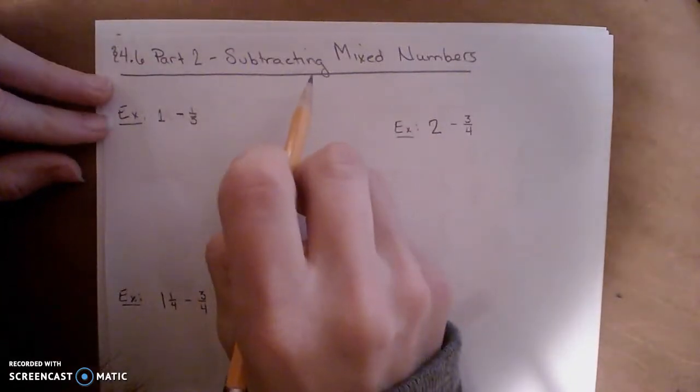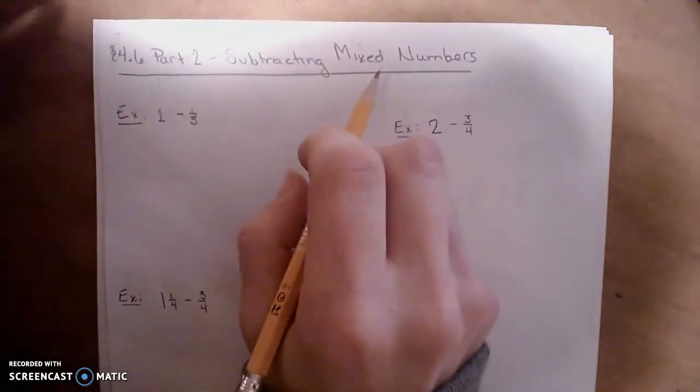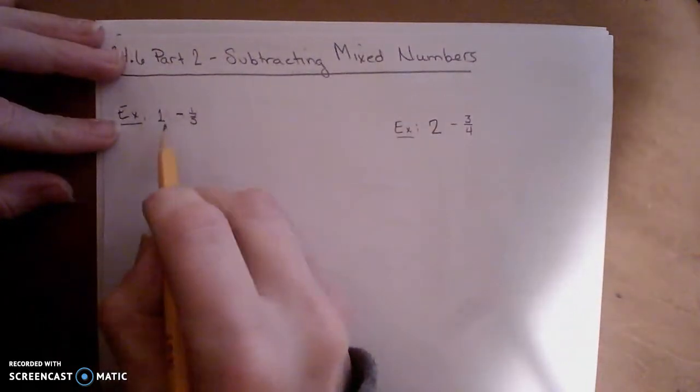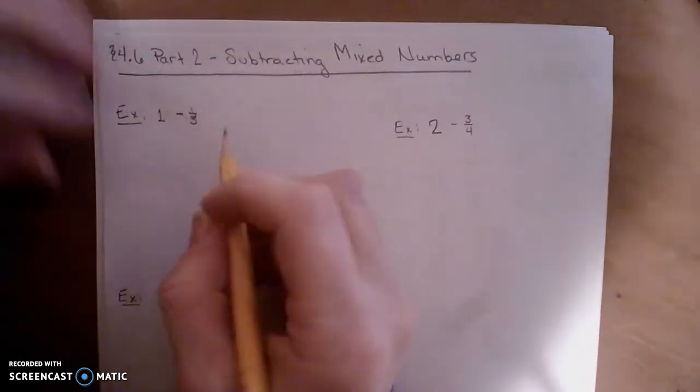Right, we've already talked about adding mixed numbers together and the two ways to do that. Now let's discuss subtracting mixed numbers. First example is 1 whole minus 1/3.